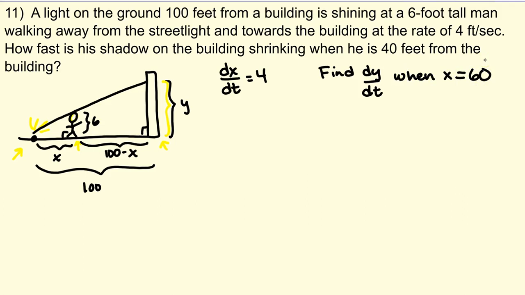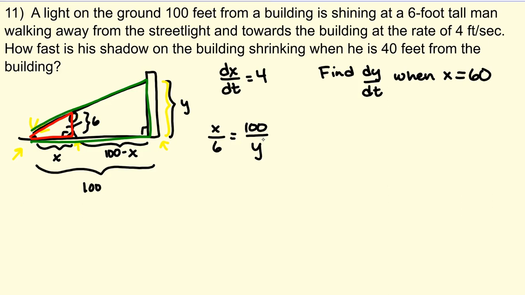Okay, so we need a relationship between x and y. Well, this is not a Pythagorean theorem situation because we're not involving the hypotenuse, but if you recall from the previous problem, we do have a similar triangle situation here. So we have this triangle, and we have this triangle, and they're similar. So we can come up with a proportion that relates the corresponding sides. So we have x, the base, over 6, the height, equals 100, the base, over y, the height. Okay, so that's our equation that relates x and y.